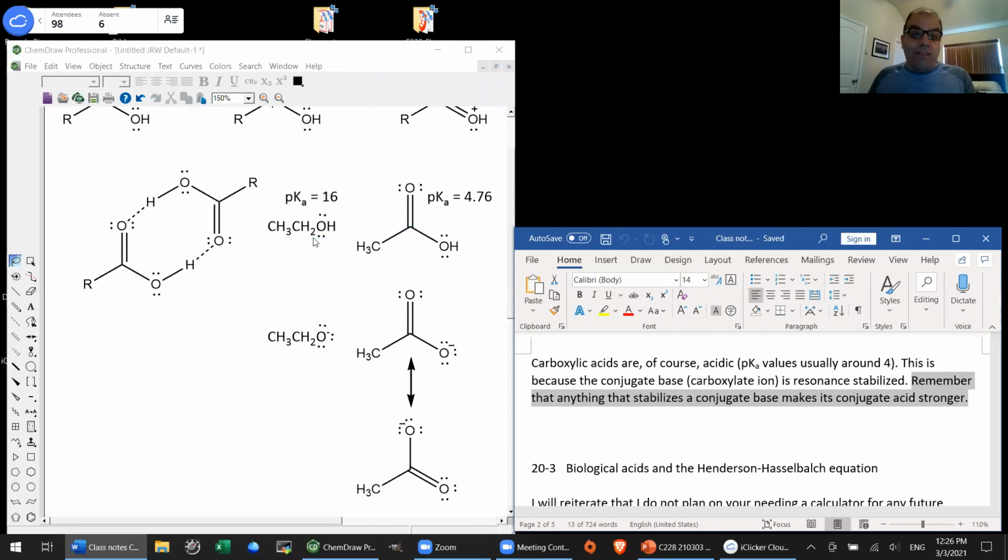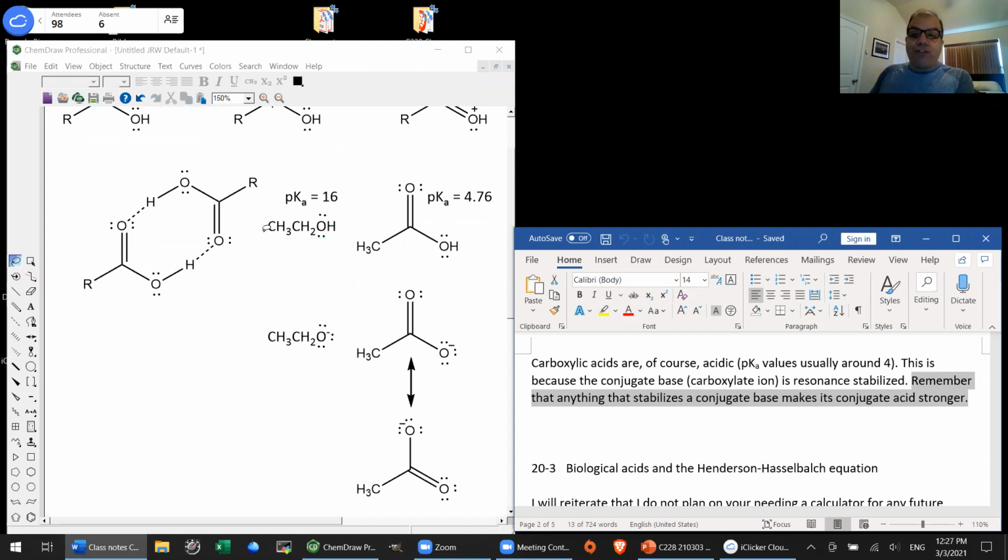And this is otherwise a very fair comparison. Both of them have 2 carbon atoms. Both of them involve an acidic proton attached to an oxygen. So it's a very good comparison. And what we find is that the difference in acidity is very dramatic.